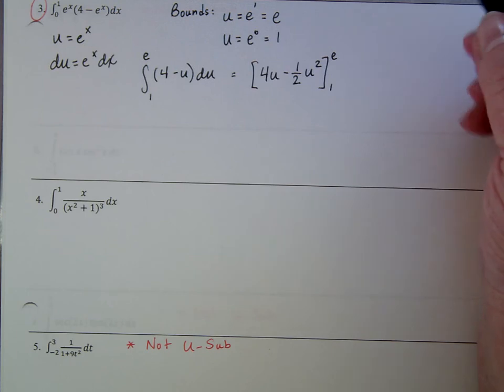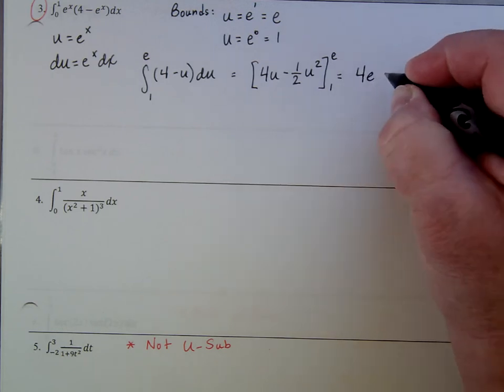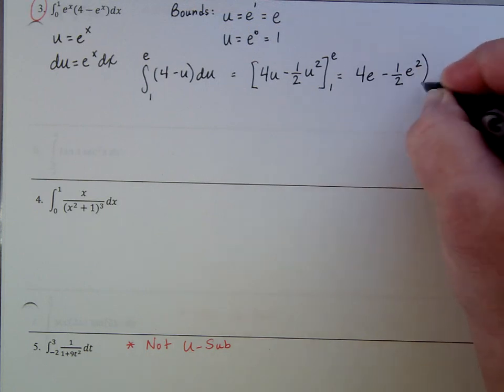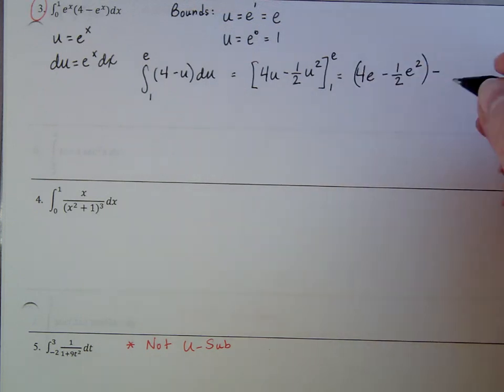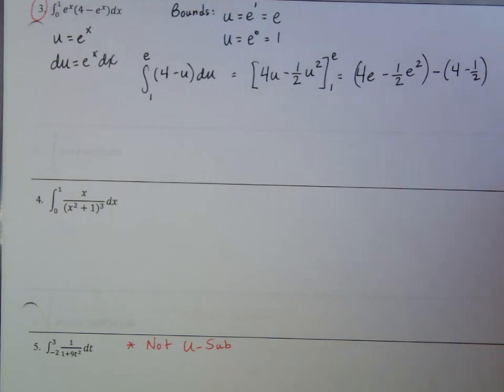And so then I plug in my f of b minus f of a. It's going to look a little odd, right? Because I've got e's in there, but it's okay. I got 4e minus 1/2 of e squared. That's my f of b. F of a is if I put a 1 in. 4 times 1 is 4. 1 squared is 1 times 1/2 is minus 1/2. And so I get this funny looking thing, right?